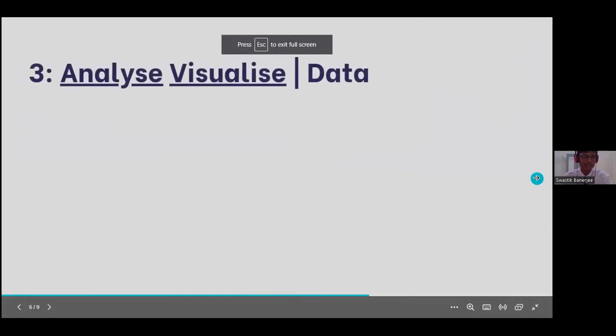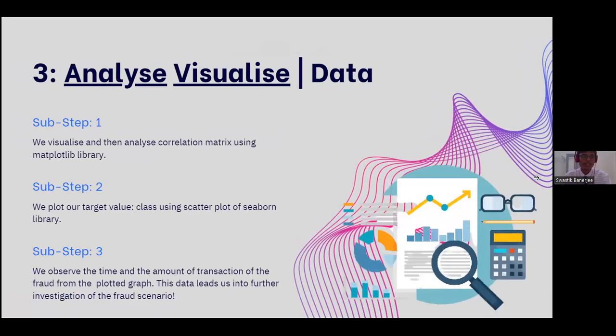Moving on, the final and last step of our EDA is analyzing and visualizing our data. So we analyze the correlation matrix. As I mentioned before, we have to find the correlation between variables, and that has to be done using the matplotlib library. We will plot the variable values and then we'll see how the data stand.